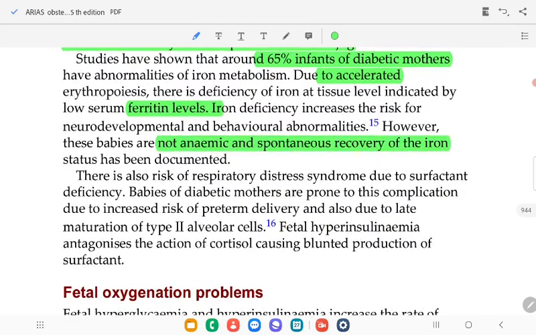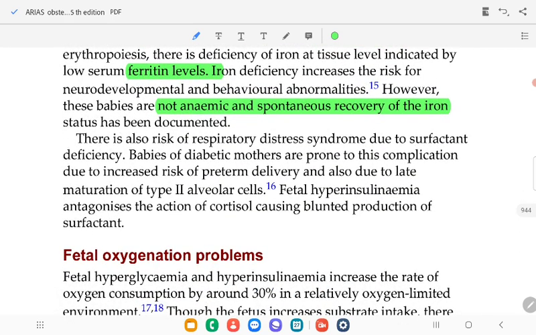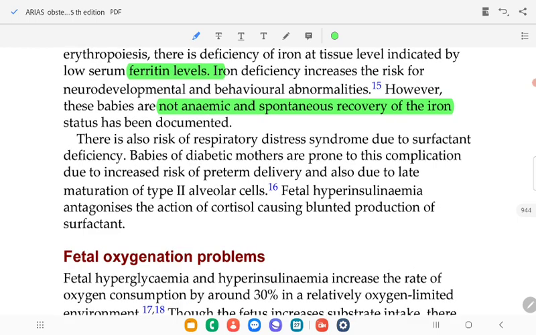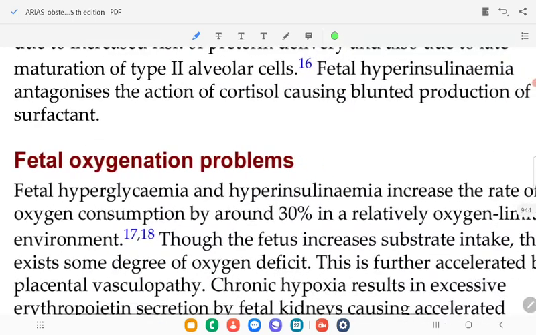Iron metabolism abnormality is also there in the diabetic patient. The fetus can develop anemia, and the mother also develops anemia. There is also a risk of respiratory distress syndrome due to surfactant deficiency. Babies of diabetic mothers are prone to this complication due to increased risk of preterm delivery, and also delayed maturation of the type 2 alveolar cells.